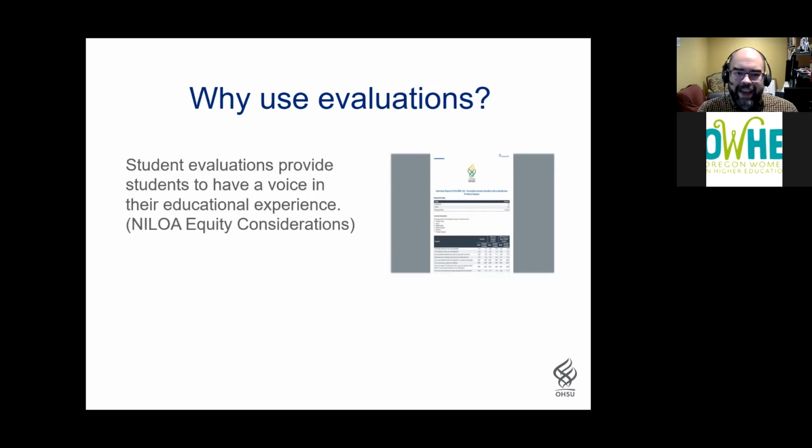Okay. And then the third point that I want to make is that student evaluations provide students a voice in their educational experience. This is from the NILOA equity considerations, but you'll see this through the literature over and over. For people who are supportive of student evaluations of teaching, this is an opportunity for students to talk about their educational experience. And students in most institutions really don't have much of an opportunity to do that. So evaluations are one way of doing it.